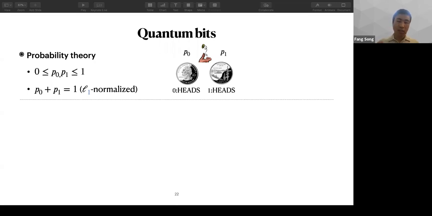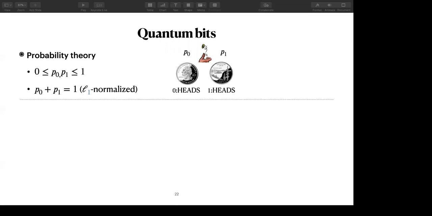So let's say it lands on heads with probability p0 and lands on tails with probability p1. So by probability theory, p0 and p1 need to be non-negative and less than 1, and their sum has to be 1. Right?